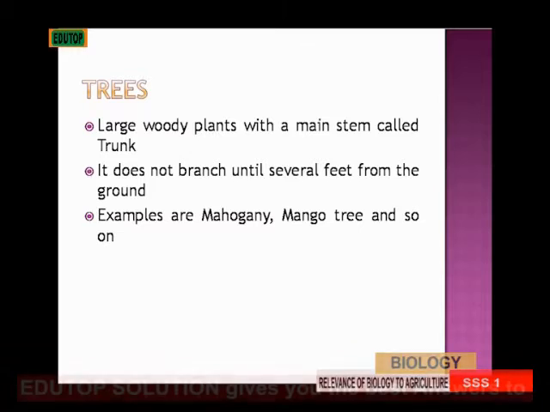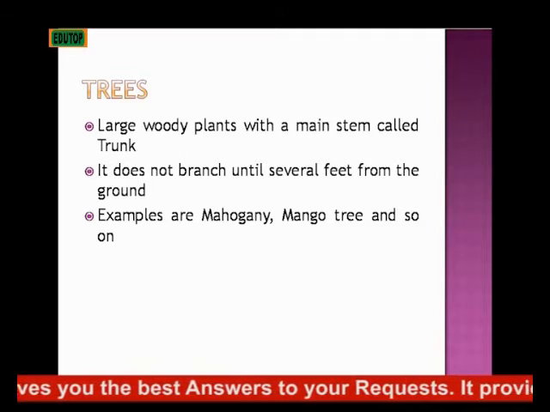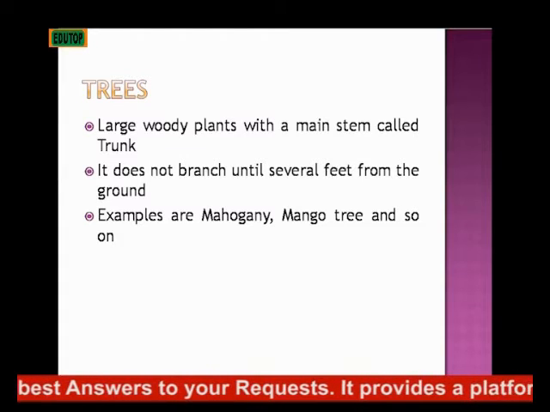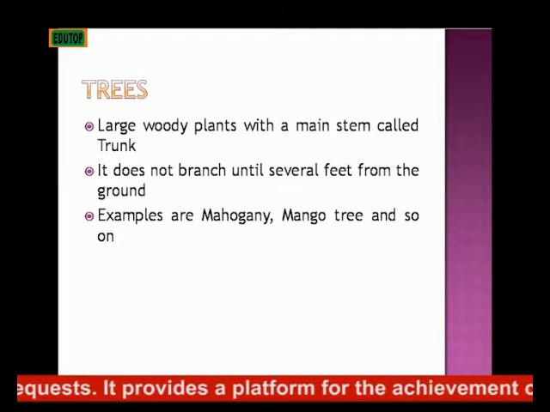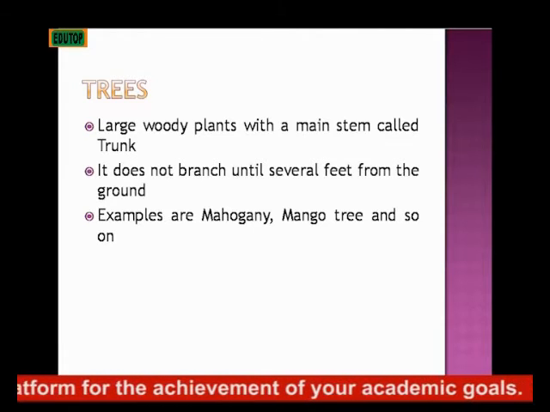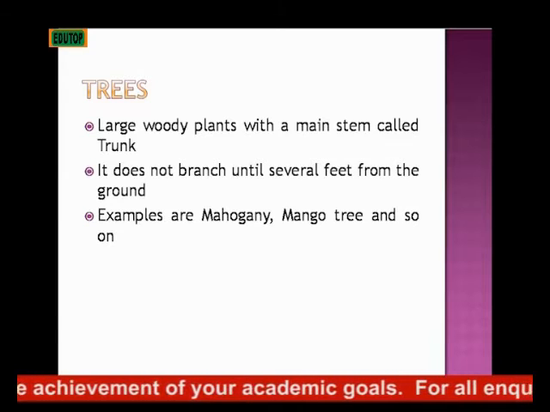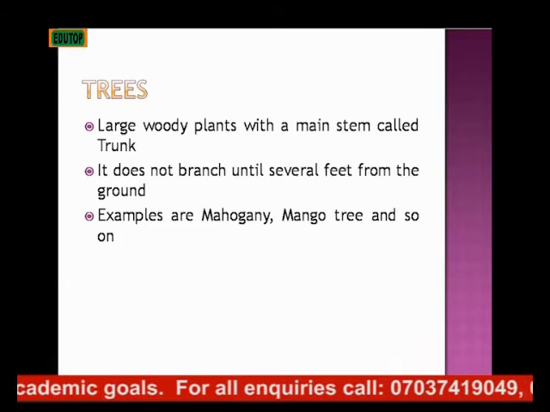Trees. Trees are large woody plants with a main stem called the trunk. Trees are very high, very tall and large. They are woody plants. You can't break the main stem of a tree. It's not possible because it's so strong, and that is what we call the trunk. Then it does not branch until several feet from the ground. You don't find a tree branching low, very close to the ground. It grows to a certain height before it starts branching. Examples of such trees, we have the mahogany tree, mango tree, and the likes. You can mention more on your own.